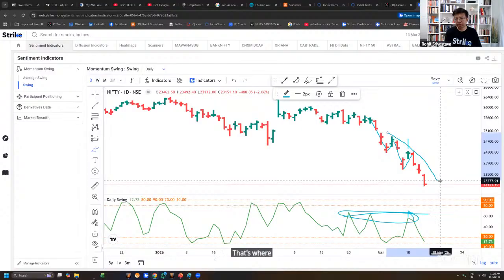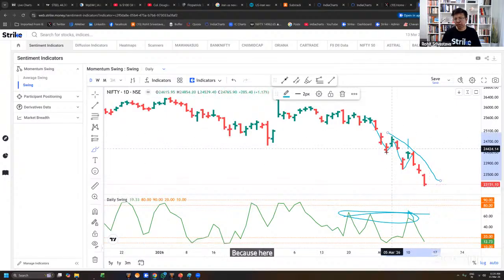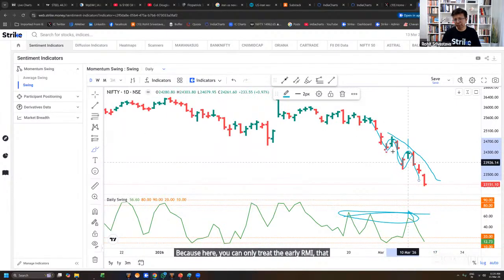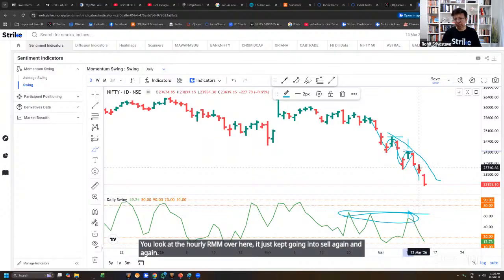That's where you wait for the early RMI to give you a sell signal. Simple as that. Because here you can only trade the early RMI. That's what I just explained. You look at the early RMI over here. It just kept going into sell again and again after coming back to zero.